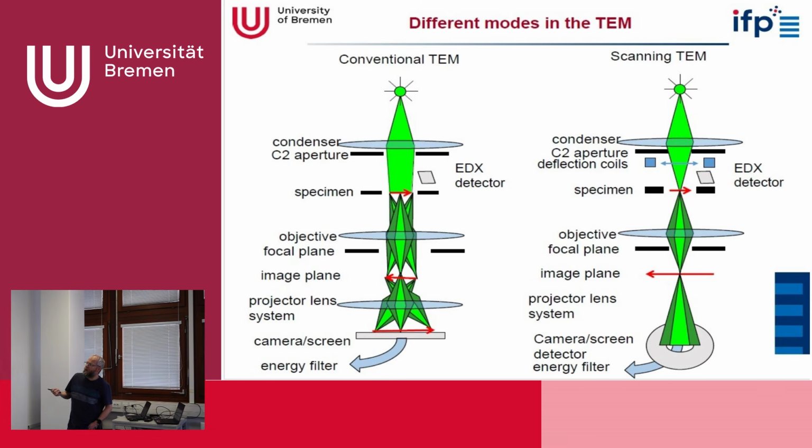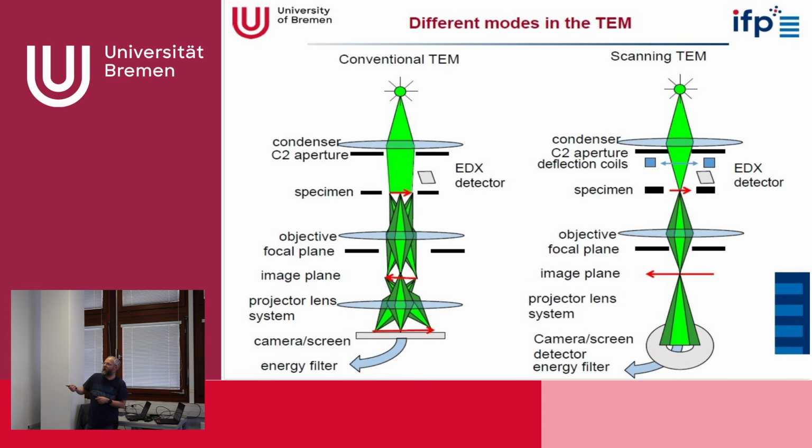I can insert apertures in the focal plane. For example, I can select a certain lattice plane, and with this I can then analyze certain defects in the crystal, because you can imagine if I make an image with a beam that belongs to certain lattice planes, and then the lattice planes are somehow disturbed, then I will get a darker contrast. So this is then called bright field or dark field imaging.